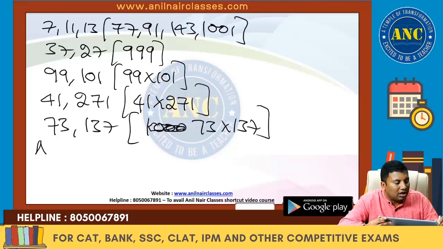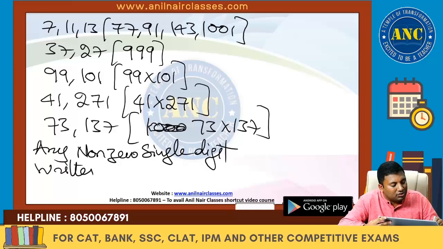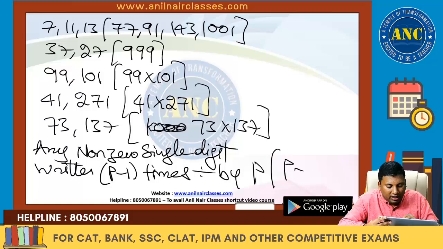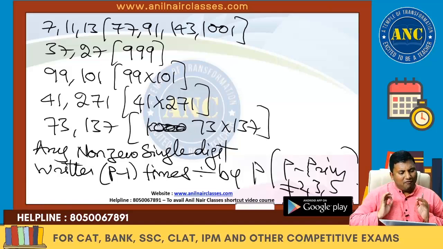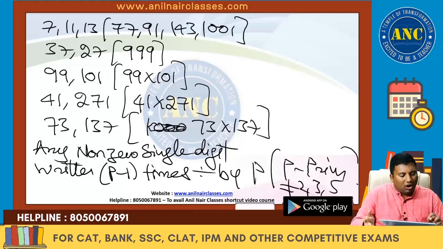And what is the last concept? Any non-zero single digit written p minus 1 times is always divisible by p if p is a prime number not equivalent to 2, 3 and 5. I hope every concept has been very clearly defined. In my next session, I will be doing a lot of problems.